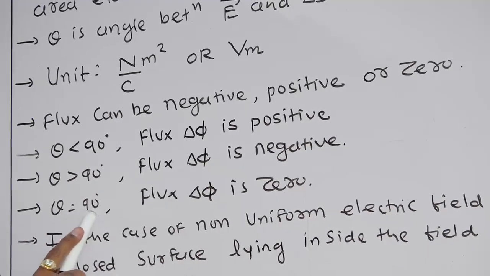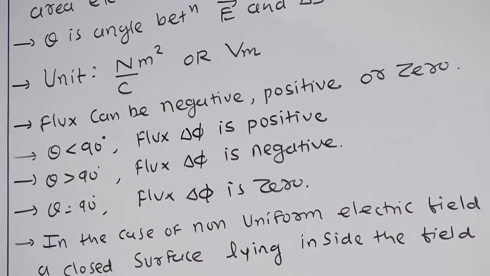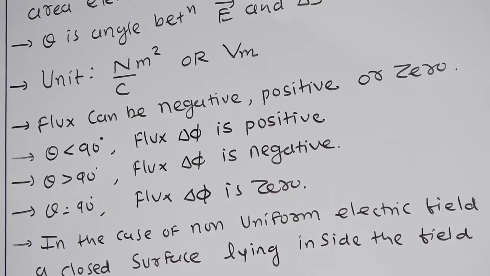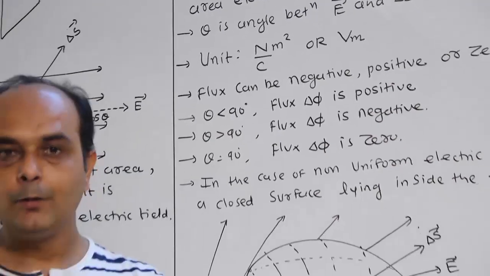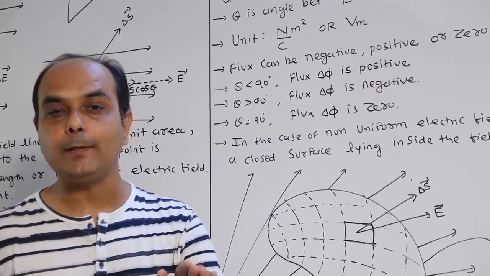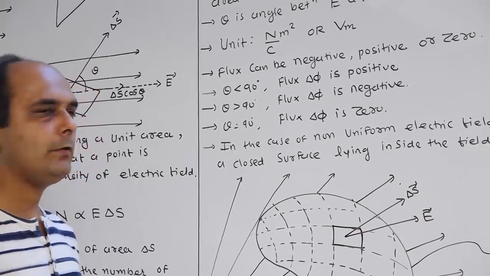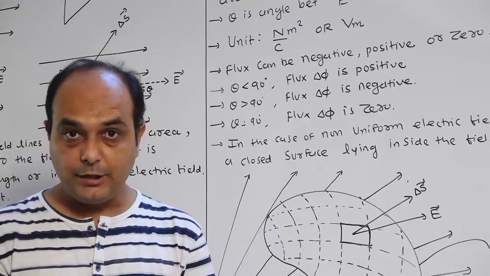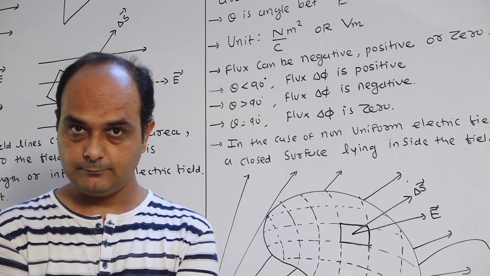When theta is equal to 90 degrees, the flux phi is zero. At that time, the field lines are not crossing the plane; the field lines are parallel to the plane. Therefore, the flux is zero. Okay, so the theory about electric flux in a uniform electric field is completed. It is one part of the theory.